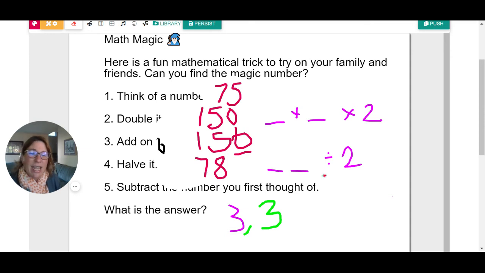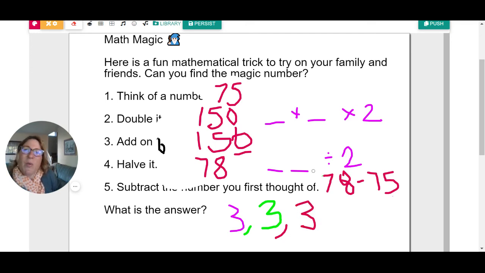Now I take that 78 and I subtract the original number I thought of, which is 75. What is 78 minus 75? It's 3. This math magic should always bring you back to the magic number 3. It's a wonderful trick to wow your family and friends with the magic of math.